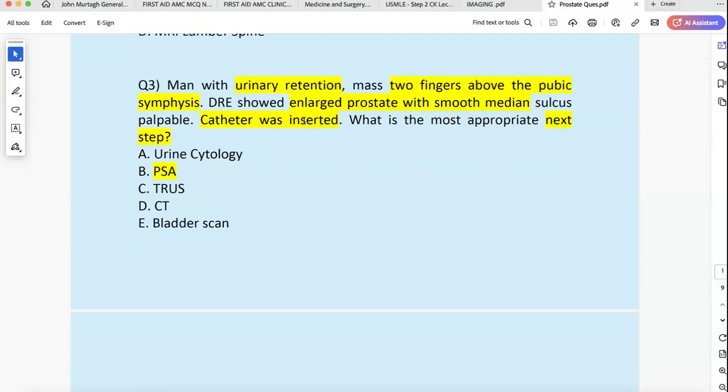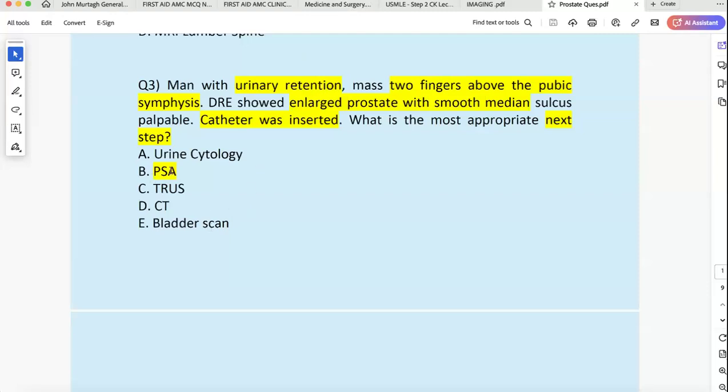And you already inserted the catheter. Is there any role of doing a bladder scan if you already inserted the catheter? No. So there is no indication of doing a bladder scan anymore. Okay? So in such case, no need.